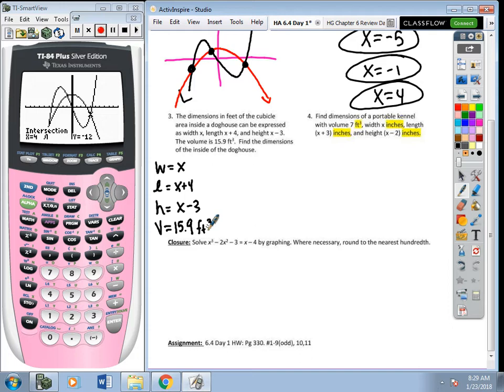Find the dimensions inside of the doghouse. So we know volume equals length times width times height, and we're going to substitute in what we know. The volume is 15.9, so that's going to go in on the left. The length, we'll put parentheses around it, x plus 4. The width is just x, which I also will put parentheses around just because it's in the middle and it looks weird not to have them. And the height is x minus 3.